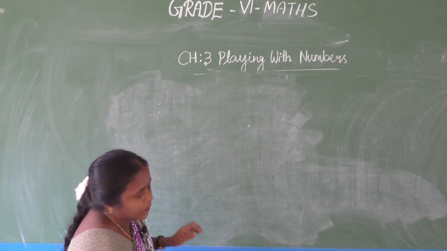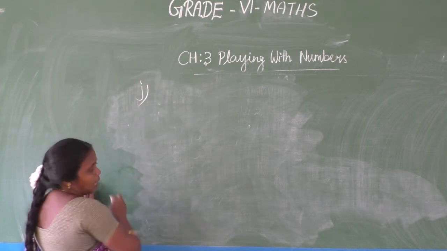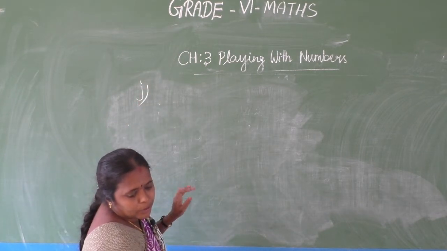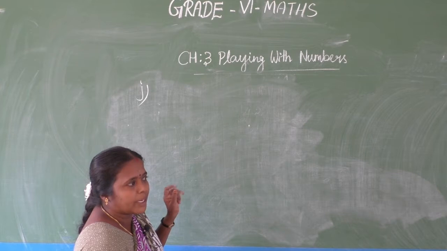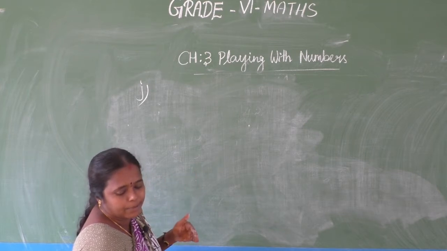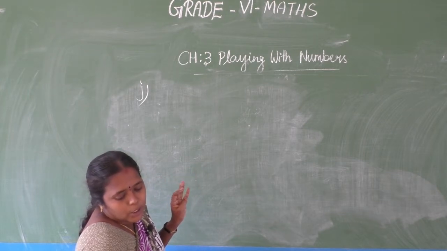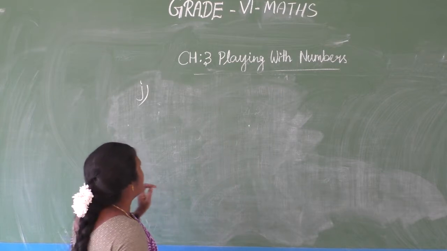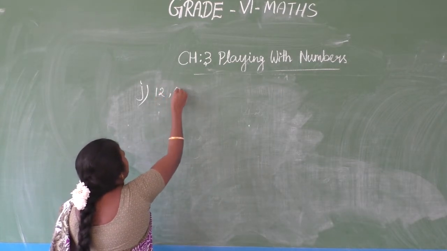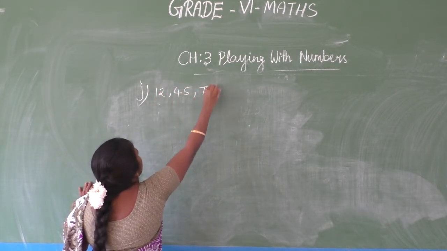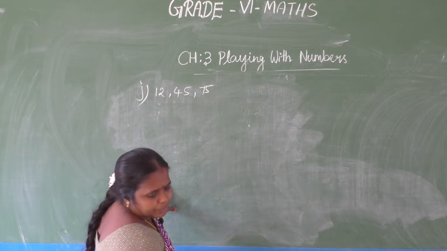Next, J question. 3 numbers are given. Up to this we have handled 2 numbers. By taking 2 numbers we found the HCF. Now 3 numbers are given: 12, 45, 75. Okay.